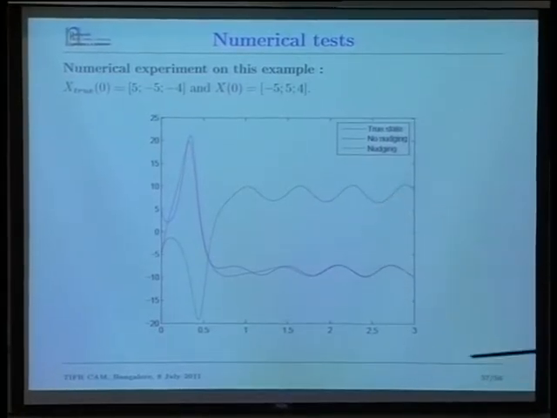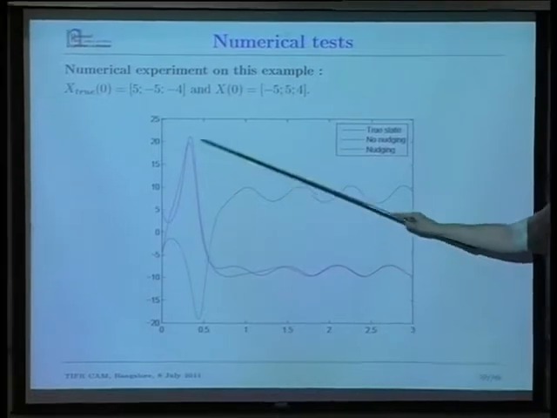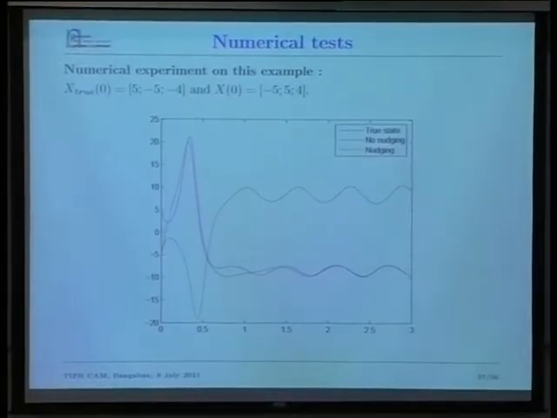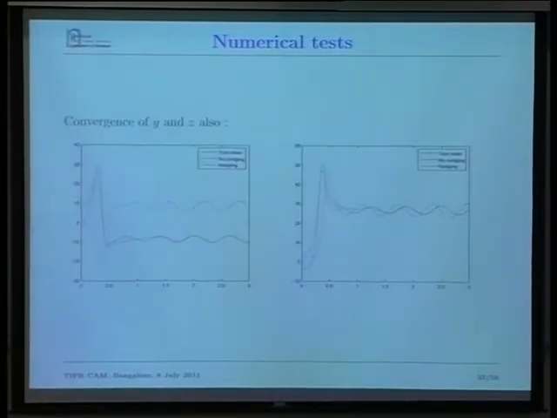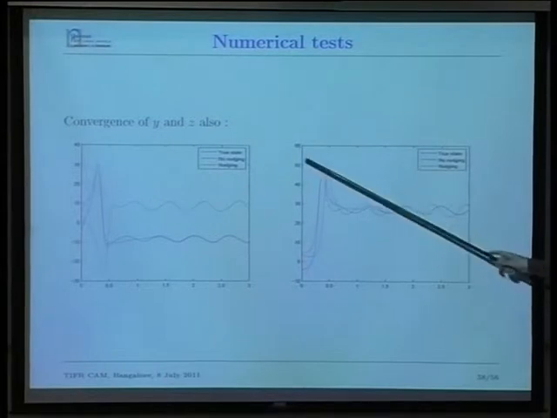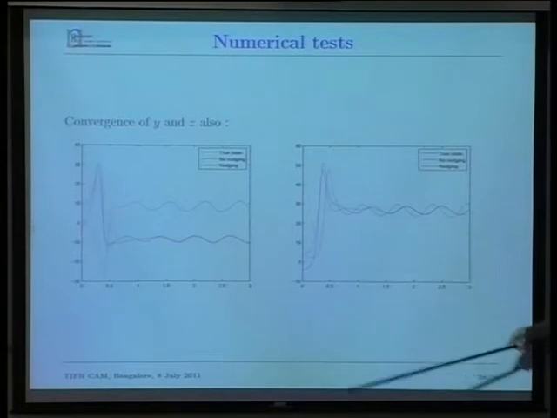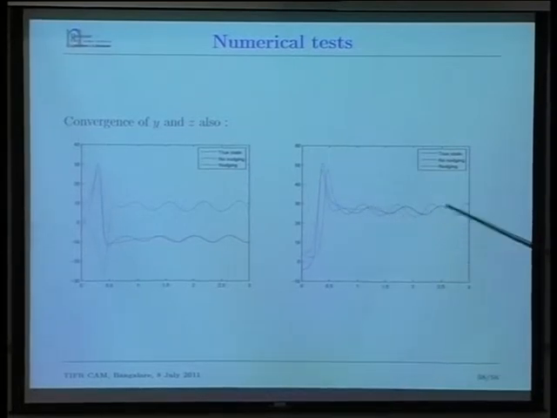If you add the nudging term, then you have the red curve, and you can see that you converge towards the blue curve. And it's the same for y and z. The red curve goes towards the blue curve asymptotically in time. And you can see that if there is no nudging, then it's completely wrong.